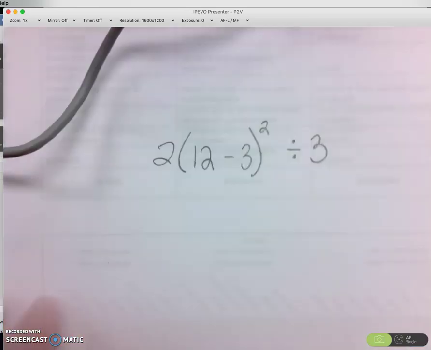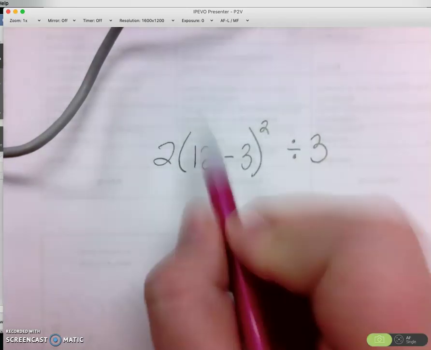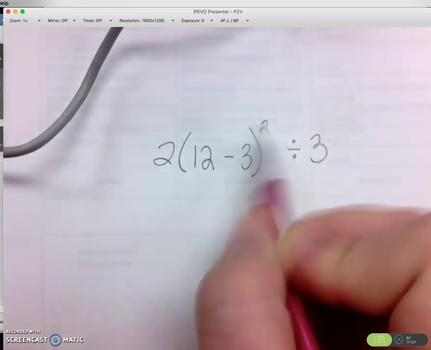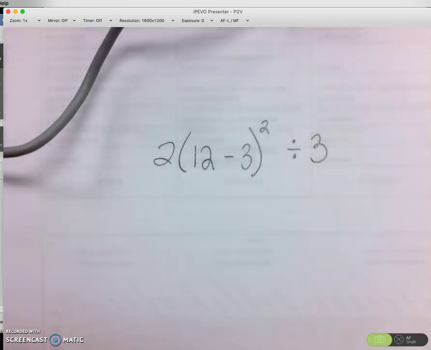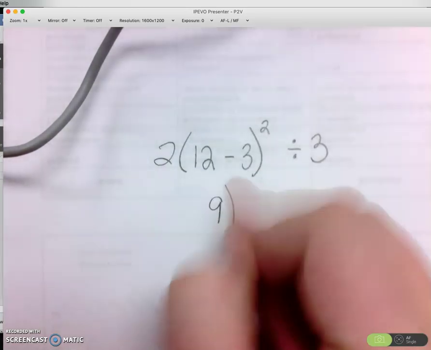All right. First things first, I do what's inside my parentheses. Make sure to do that first. Last year I had a lot of kids that did not do that first. So inside my parentheses is 12 minus 3. My exponent is on the outside. I'm not worried about that right now. I had a lot of kids that did like only, never mind. Anyway, so subtract. So I get 9 on the outside.